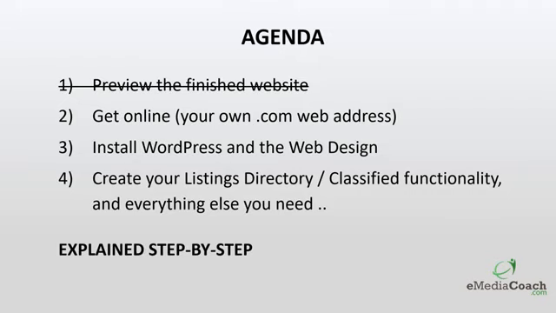And to get online, you need obviously your .com web address, and also you need something called web hosting. And that is the thing that allows your website's files to be seen when someone goes to your website. It's where all the images and text are stored, and I'll show you that in a second. It's very easy. Then we're going to install WordPress, which is the content management system that we're going to be using to set up our entire website, and installing the web design.